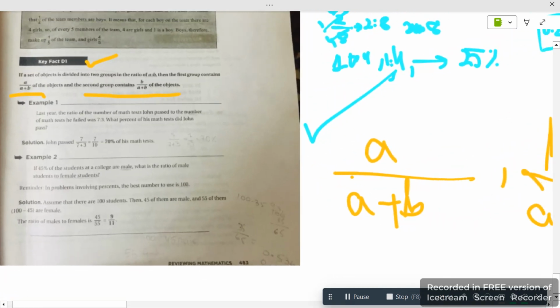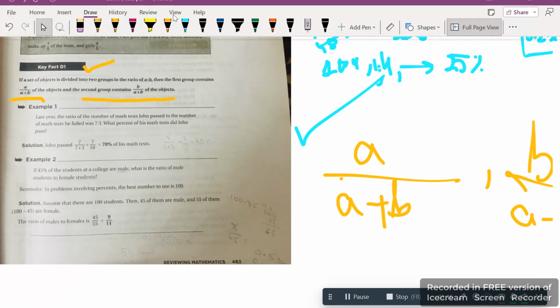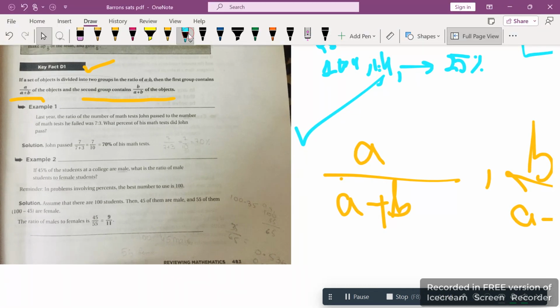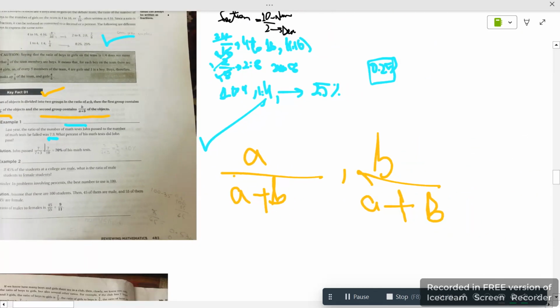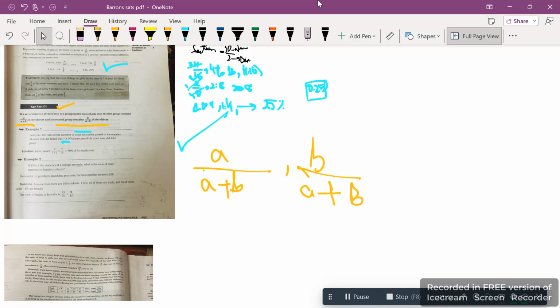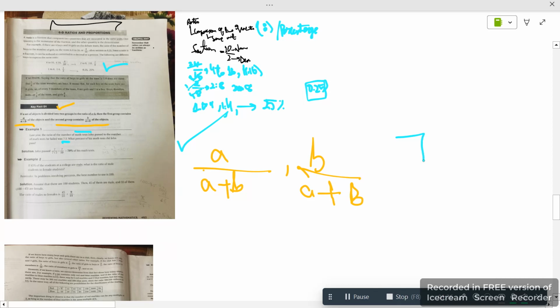So the first example which we have here: last year the ratio of the number of math tests which John passed to the number of math tests he failed was 7:3. So how will we do that? Let's start. As I just told you the formula, this would be easy for you. We know the first quantity they have given is A in the ratio, so we use A upon A plus B. The first quantity we have is 7.